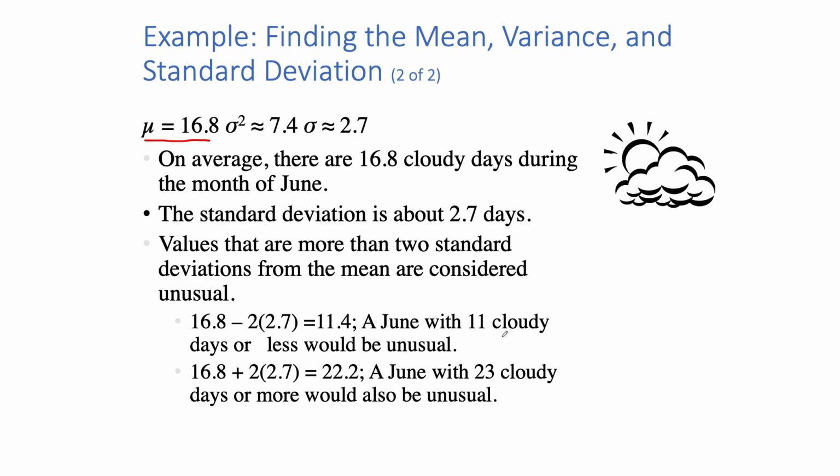So on this end, this is the lower end. If there are less than 11 cloudy days in the month of June, we'd say, oh, that's unusual for June relative to historical patterns. And if there are more than 23 cloudy days in the month of June, that would also be considered unusual, because on average we're expecting to see about 16.8 cloudy days.